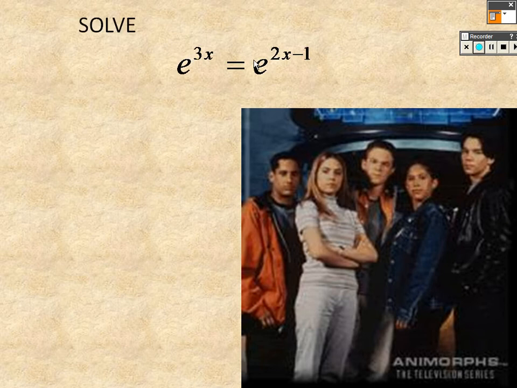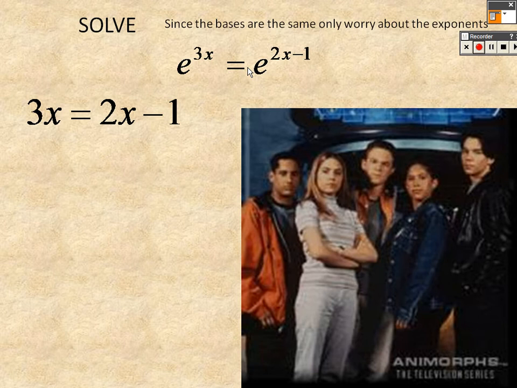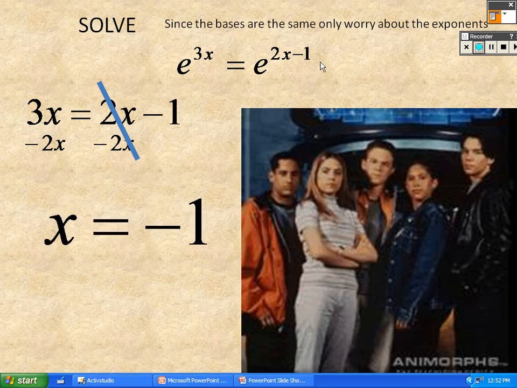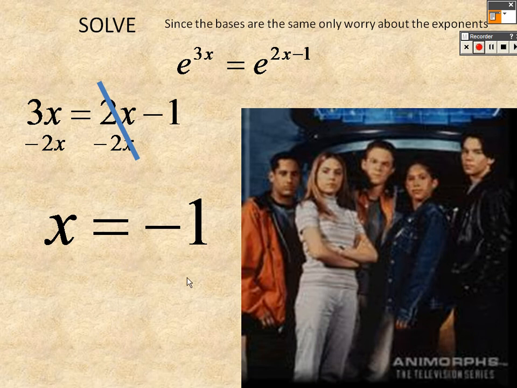Same here, set each of those equal to each other because the bases are the same. So it's 3x equals 2x minus 1. I would just move the x's and I get x equals, sorry, it should be a -1 there. There we go. -1 as our answer because we just get x equals -1.